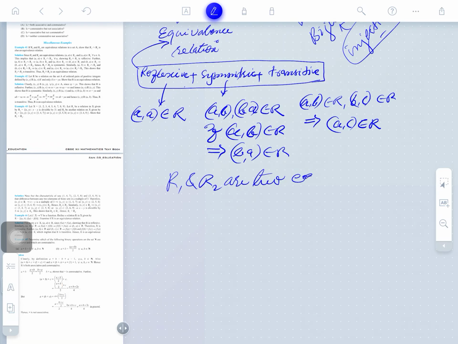Okay, the solution is there. You have to prove that if the two relations are equivalence, then their intersection is also equivalence. Before solving this, you must know the definition of equivalence. What is equivalence? Obviously, reflexivity, symmetricity, and transitivity must be there. So you have to prove that R1 intersection R2 is reflexive.